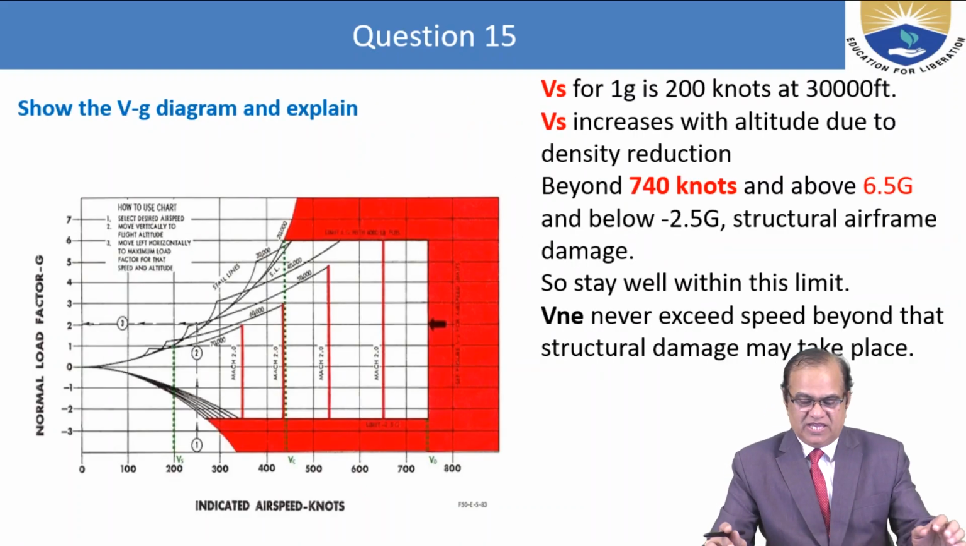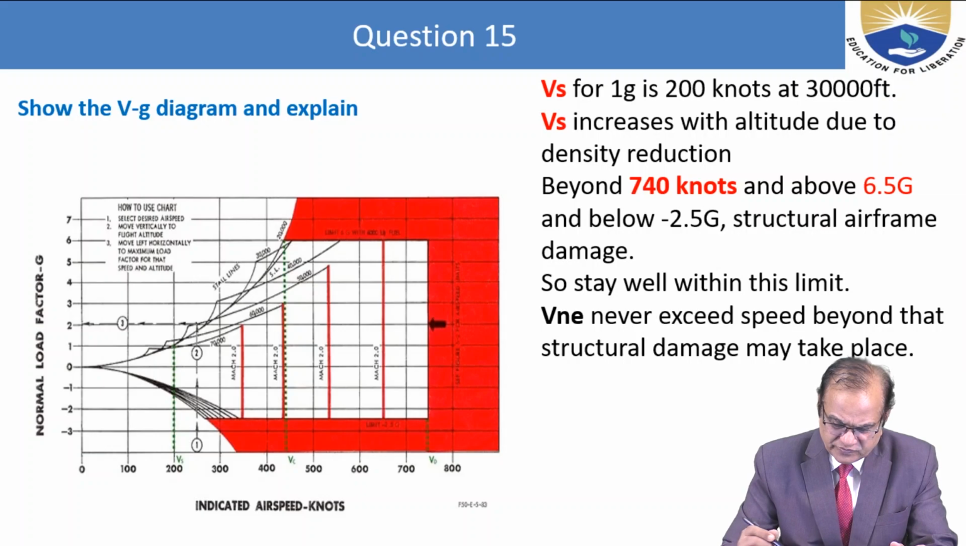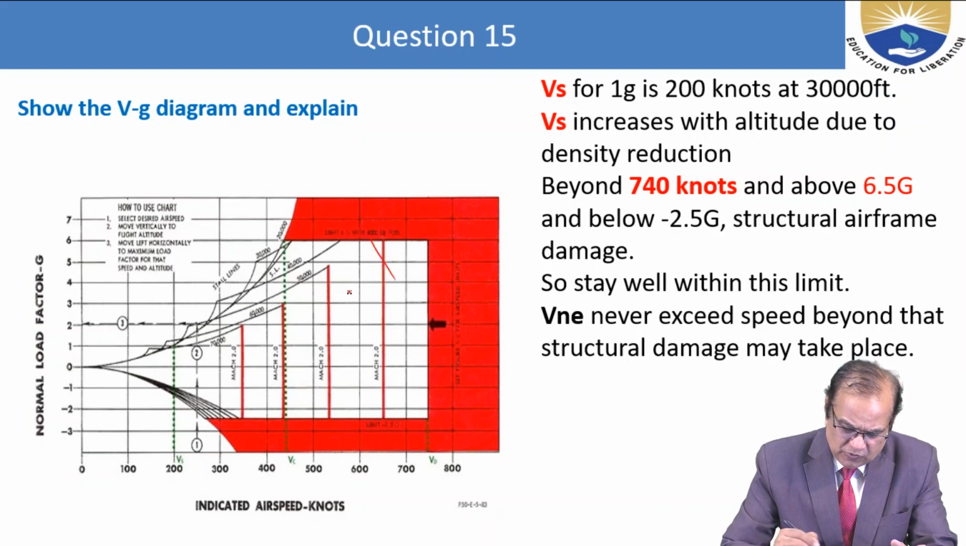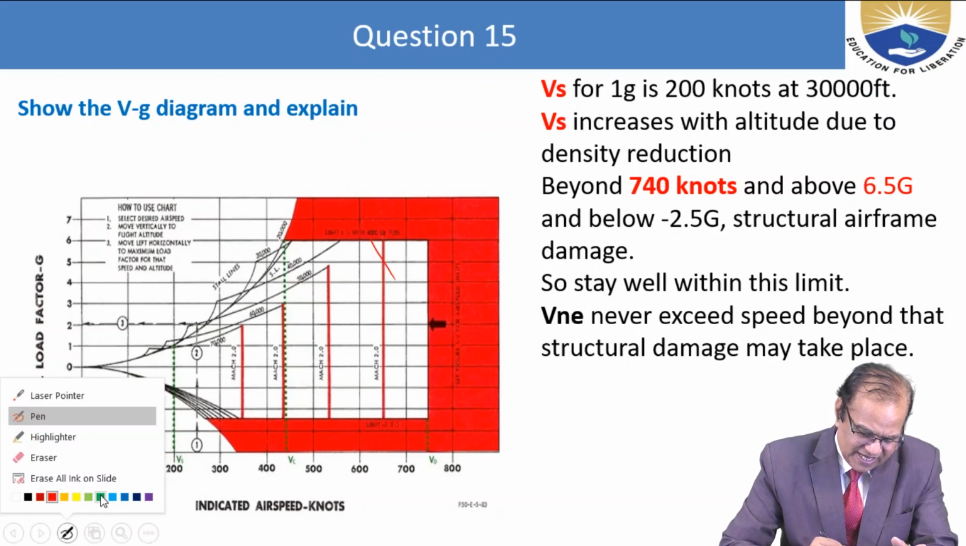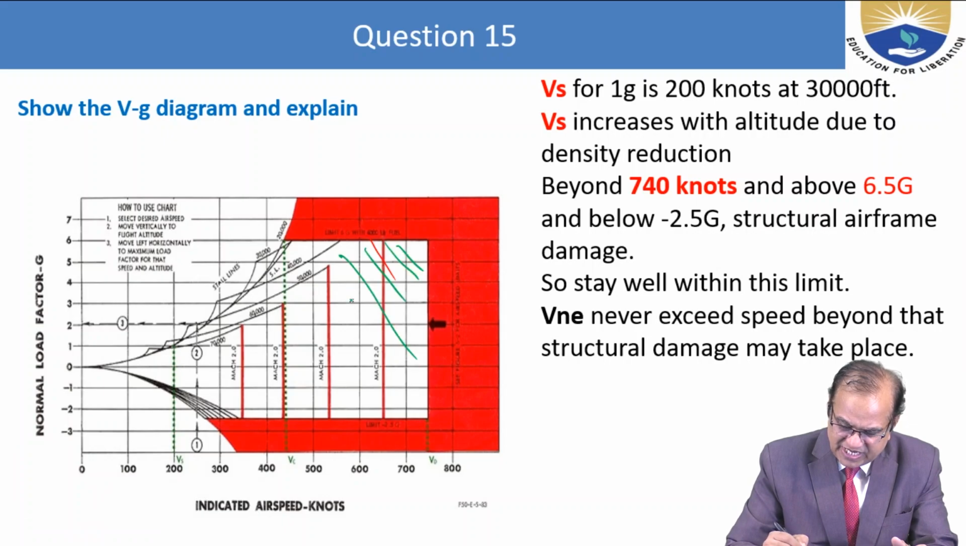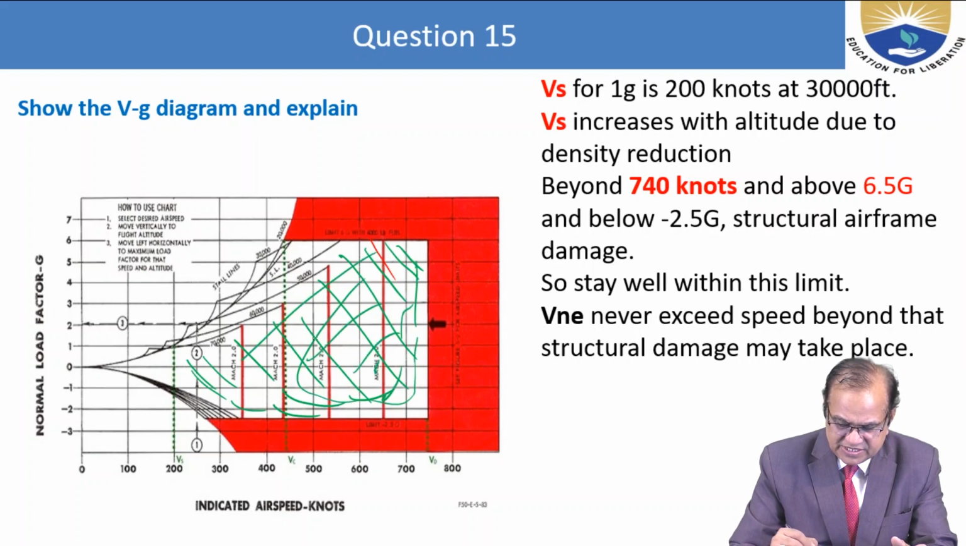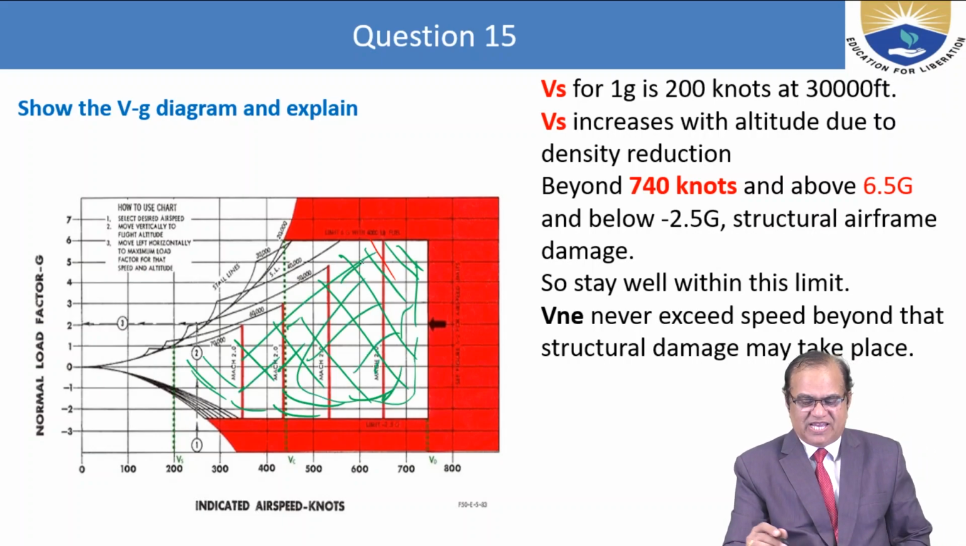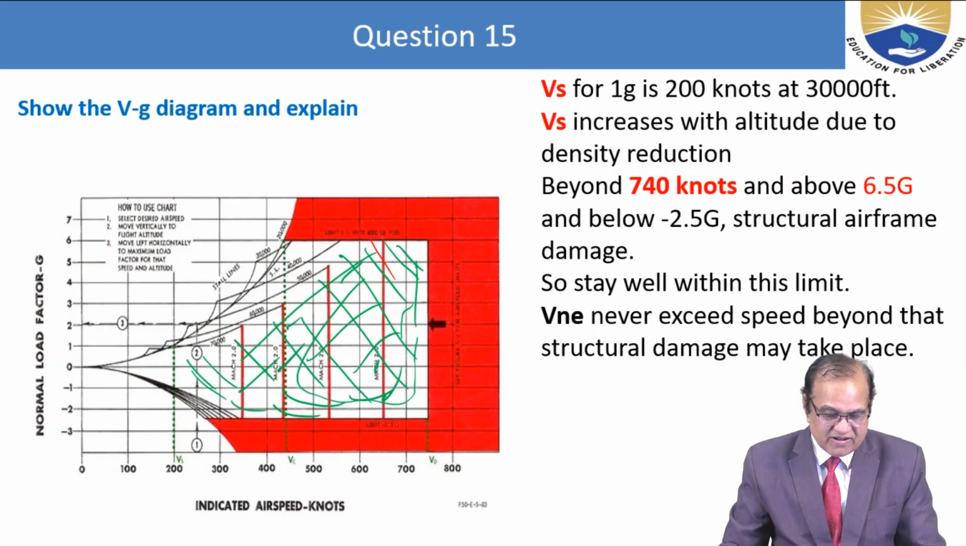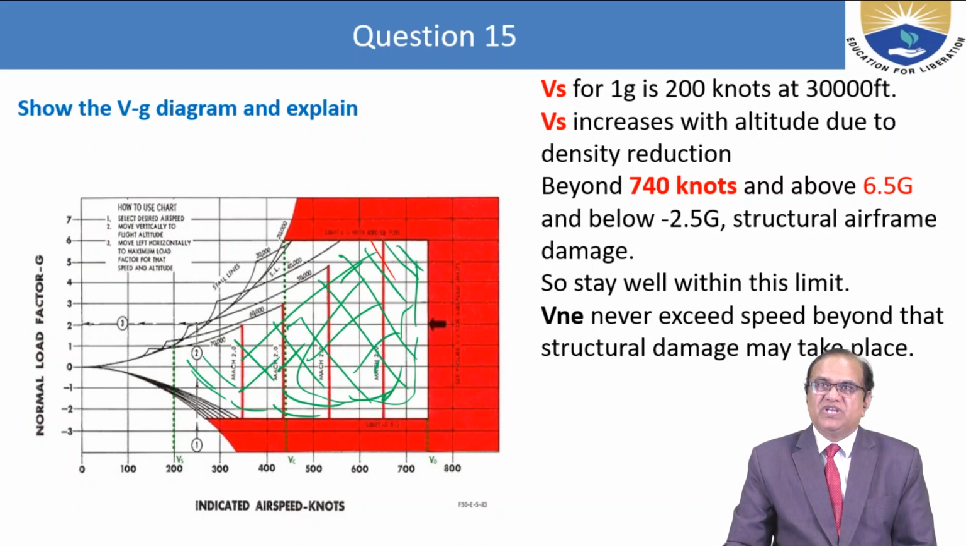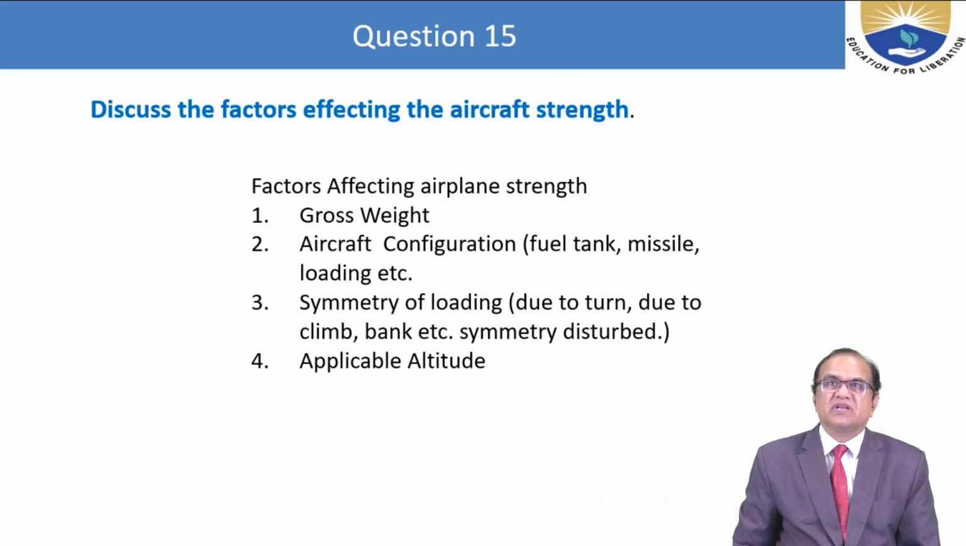So this is the summary of this. This is the best zone where we have to fly the aircraft. I am just marking it green. This is the flying envelope. This is the zone where we have to fly as per the different conditions. This is called the VG diagram.